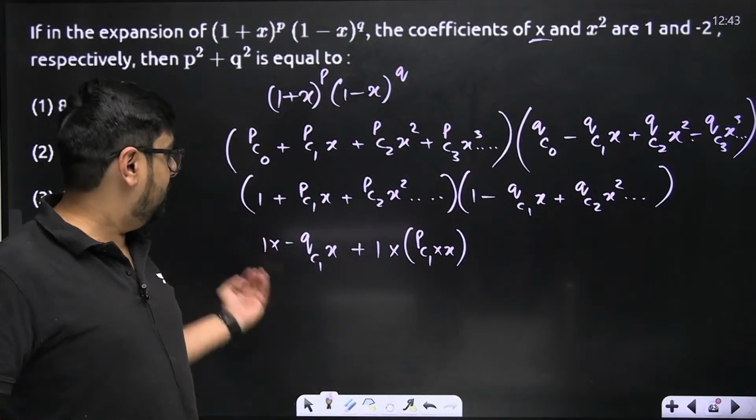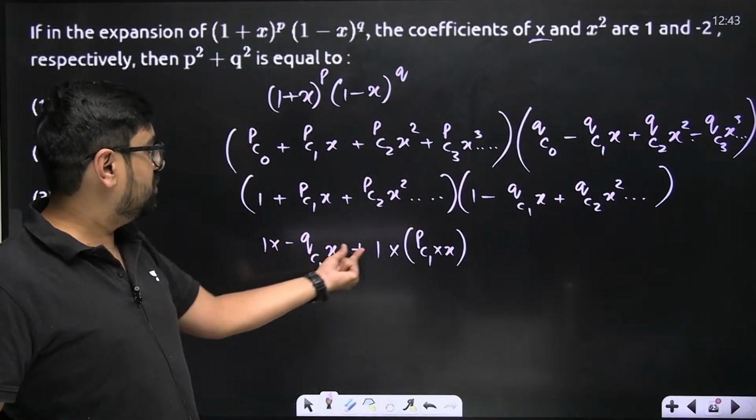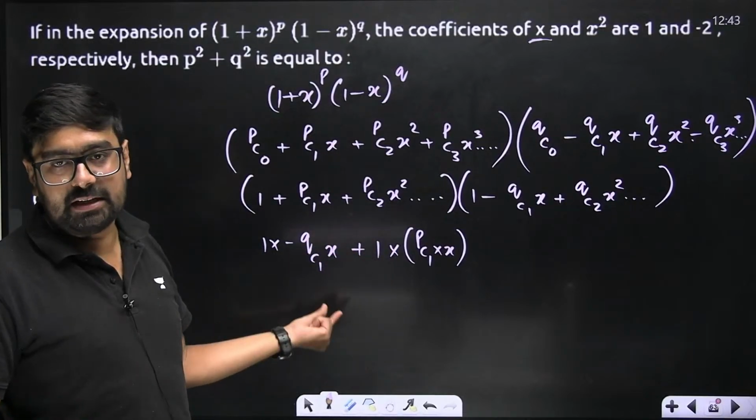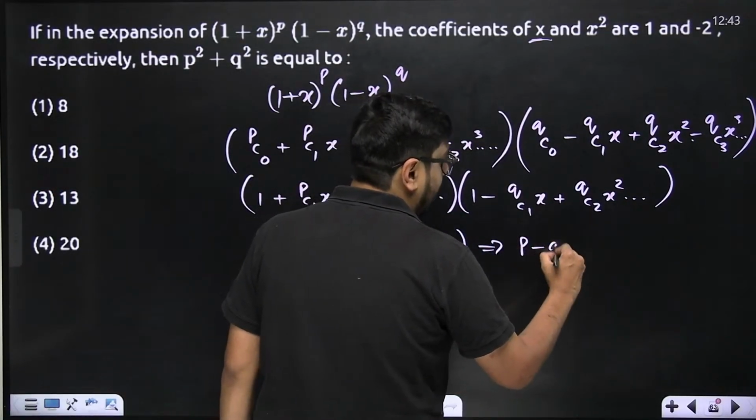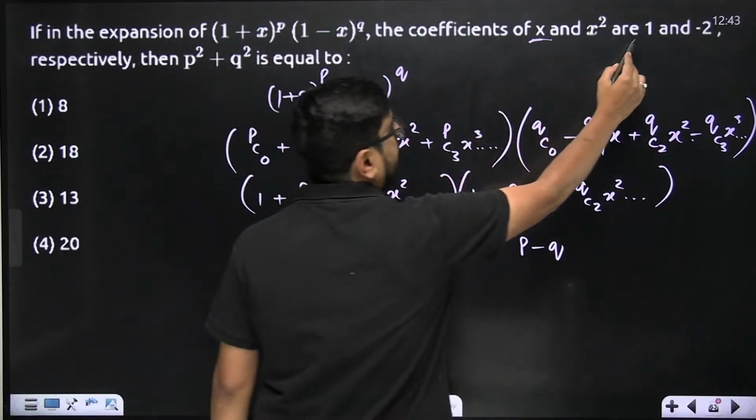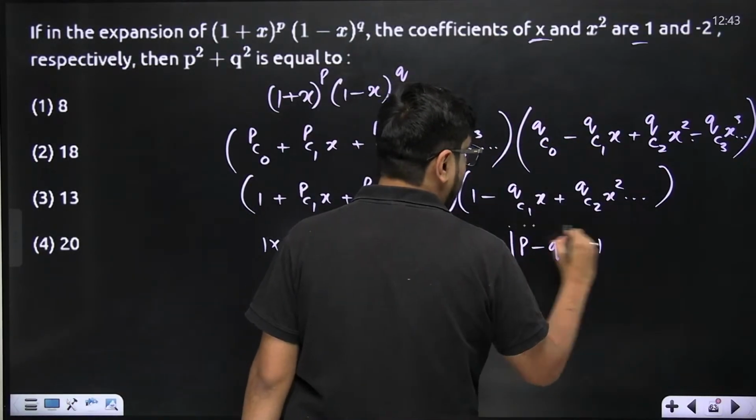So this is the only way. And what is this? 1 multiplied with QC1 plus 1 multiplied with PC1. PC1 is P, QC1 is Q. So we are simply getting P minus Q over here. And P minus Q, the coefficient of x, is given to us equal to 1.